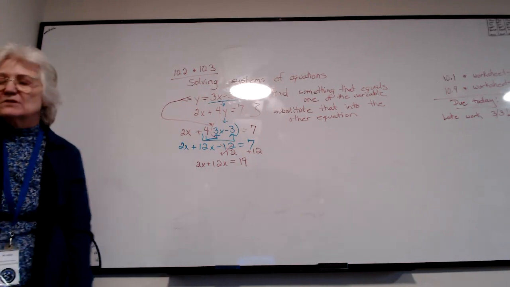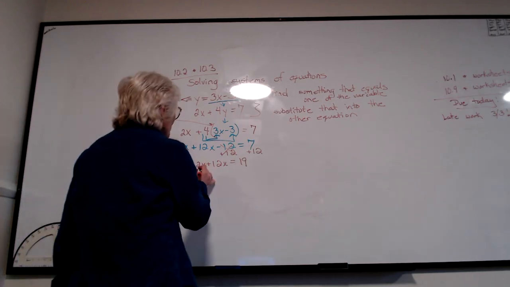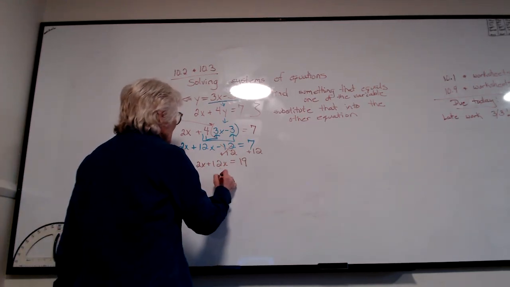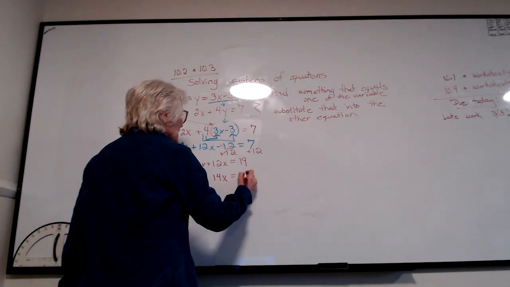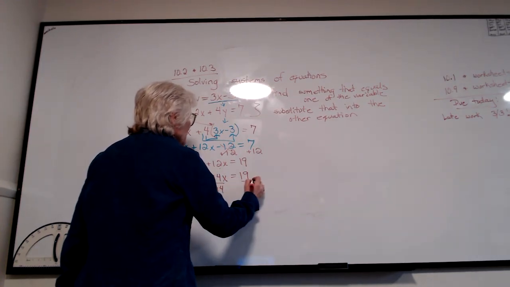Told you they weren't going to equal nice numbers. Okay. Max, what am I going to do next? Next, you would need to get rid of one of the x's. Could I get rid of both? Could I put them together? Yeah, you could. What would I get? You would get 14x. 2x and 12x's are 14x's. That equals 19. Divide by 14.